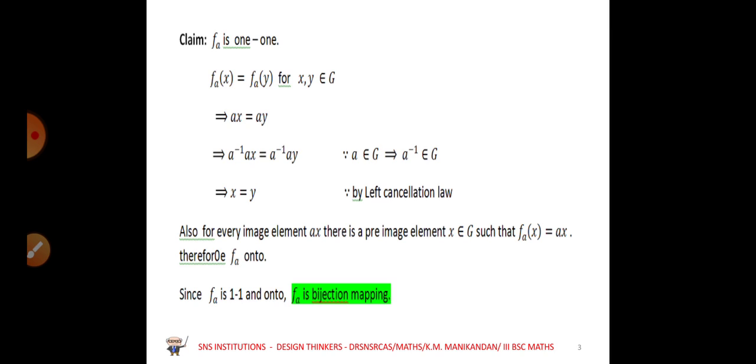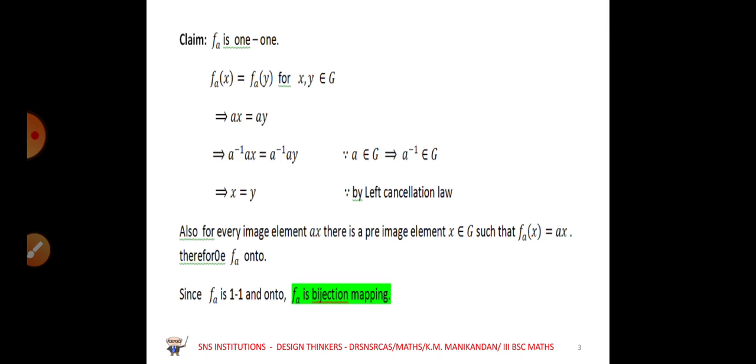Now we are going to prove that this mapping FA is one-to-one and onto. So by the definition of one-to-one, whenever the codomain elements are equal, the corresponding domain elements must be equal. Here FA of x and FA of y represent the codomain elements. This is true for x, y belonging to G. Now by the definition, FA of x will be mapped to Ax and FA of y will be mapped to Ay. So therefore we will get Ax is equal to Ay.